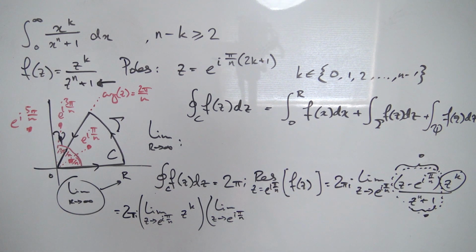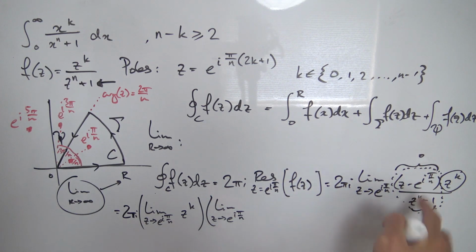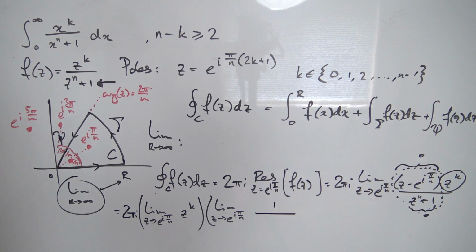And we know we have to use L'Hopital's rule on that because we have 0 divided by 0 if we plug e to the i pi over n in. So differentiating the top, that's pretty easy to do. That's just 1 because that's just some linear function in z with a leading coefficient of 1. And the derivative of the bottom is n times z to the n minus 1. Just some basic power rule right there. Alright, and where can we go from here? Well, this limit's pretty easy to evaluate.